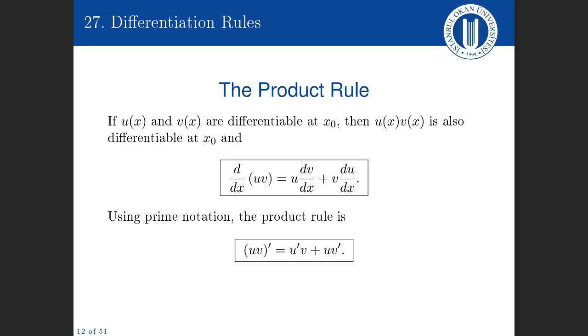So what this means is, of our two functions, we need to differentiate one of the functions and leave the other one as it is. And then we do plus, and then we do the other one. If we differentiated u first, then in the second term we differentiate v, but we leave u as it is.